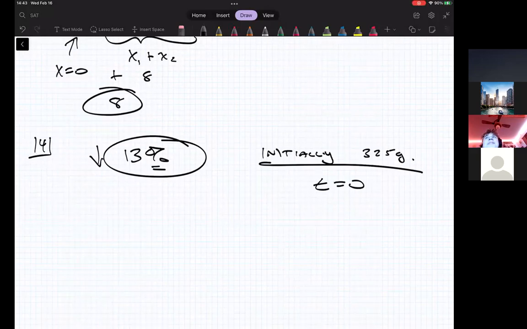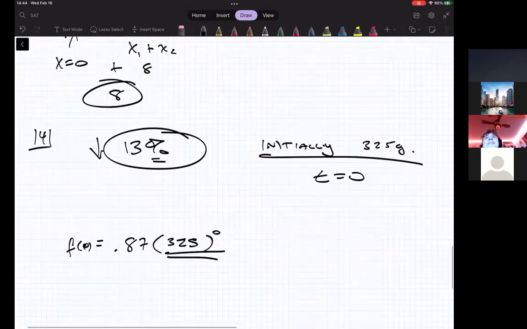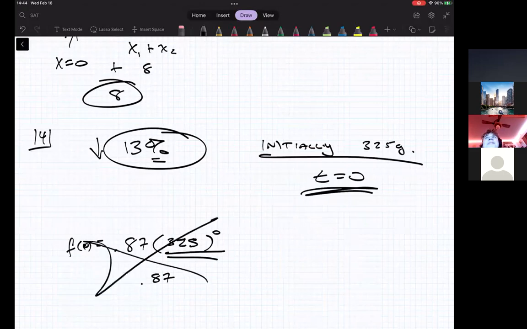For example, if I plug in 0 to option number C, I'm just picking this one for a purpose, but if I plug in 0, what is anything to the power of 0? That's always equal to 1. So what am I left with? 0.87. That doesn't make sense because when I start with 325, when I plug in t equals 0, I should still get 325, so it can't be this one. So that leaves it with A and B.